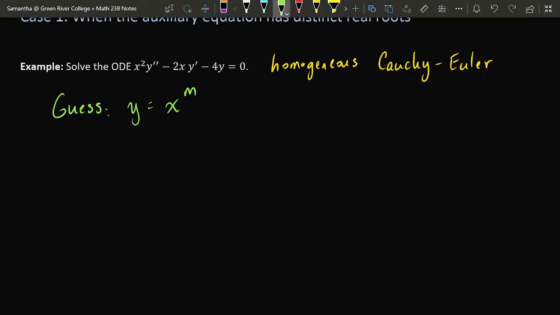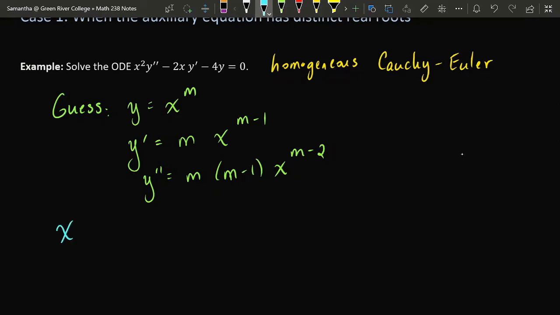Now let's figure out what consequences that guess would have. If I took the first derivative of this guess, then by the power rule, I would be looking at m times x to the power m minus 1. And if I took the second derivative, then m minus 1 would come down, and the power would be decreased further to m minus 2. So let's stick this information back into our differential equation.